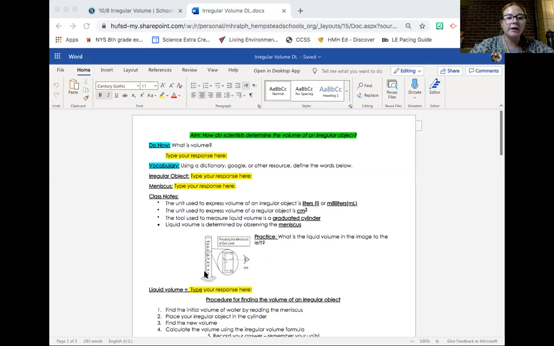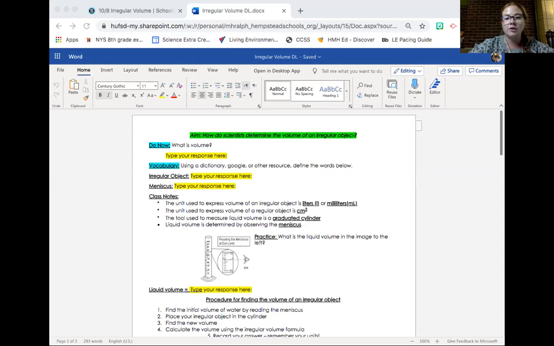Remember, liquid volume is always expressed as mL or milliliters. When you have a solid, so this is a solid, that's going to use centimeters cubed. Even though we're not using a ruler, it's still a solid, so it needs to have centimeters cubed attached to it. So the formula for finding the volume of irregular objects is your new volume minus the initial volume. Your new volume is what you get after the object is in. Your initial volume is what you started with. This is also known as the water displacement method.